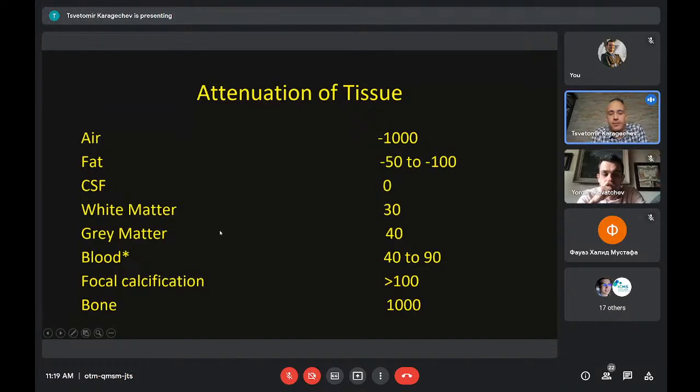Now, some important messages: white matter and gray matter, so the brain tissue, have very similar attenuation, and gray matter is actually brighter on a CT scan than white matter. The next one, and this is the first take-home message for today: acute blood has a range of CT numbers between 40 and 90. Of course, this depends on the hematocrit level, the hydration of the patient, and the aging of a hematoma. But what I want you to remember is that acute blood has higher attenuation than brain tissue.